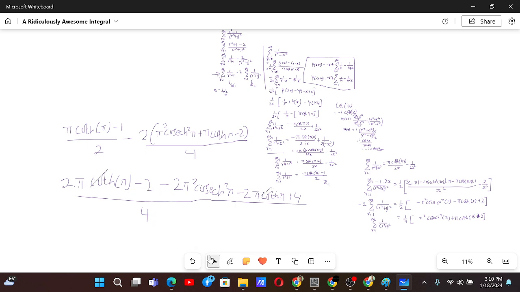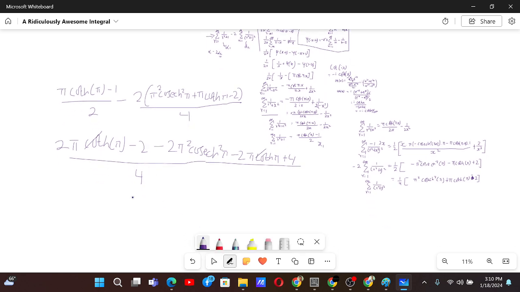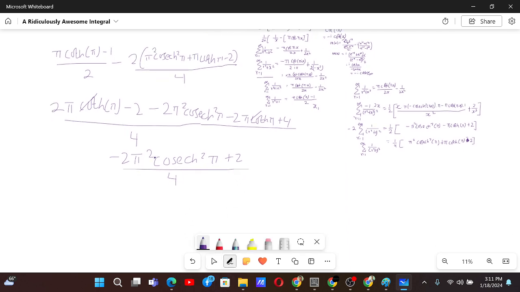and what do we have? We have minus 2 pi square cosech square pi plus 2, over 4. Yeah. Now if we just cancel the 2's with 2, we will have 1 by 2 as common, and then 1 minus pi square cosech square pi. 1 minus pi square cosech square pi. So that is the answer.